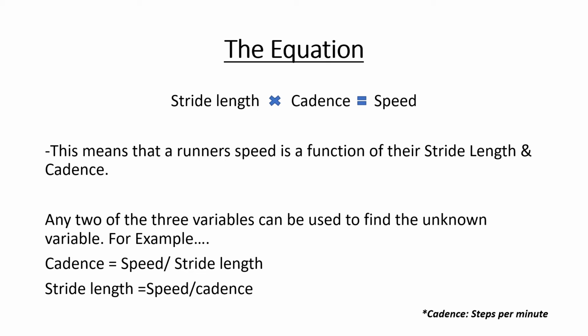The equation: stride length times cadence equals speed. This means that a runner's speed is a function of their stride length and cadence. Any two of the three variables can be used to find the unknown variable. For example, cadence will equal speed divided by stride length, and stride length will equal speed divided by cadence. And for those of you who don't know, cadence is steps per minute.